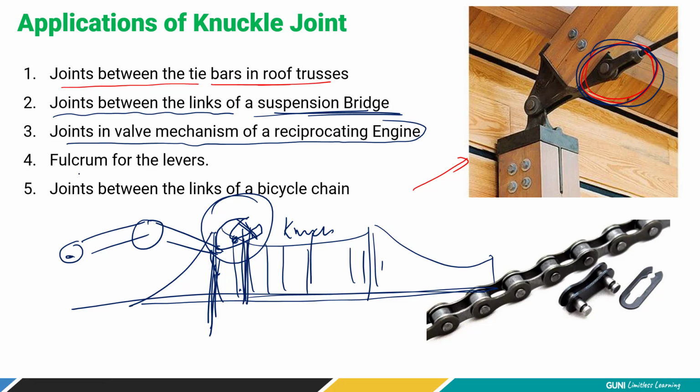Now the fourth application is fulcrum for levers. If we look at any lever, let me give you an example of pliers. That pliers basically has a central joint. So this is the fulcrum for the lever. When you apply force, this jaw simply rotates about this pin. It's simply rotating about this fulcrum point, right?